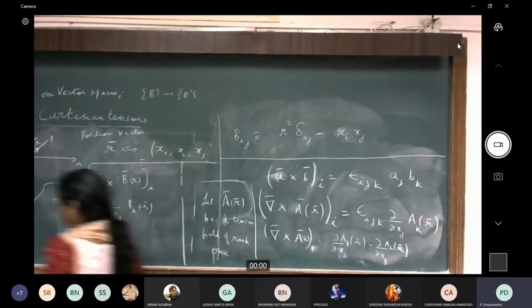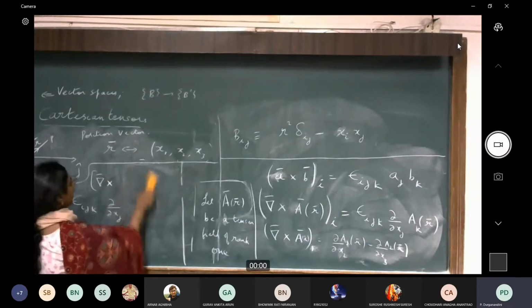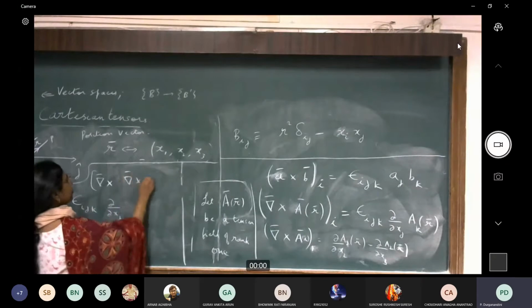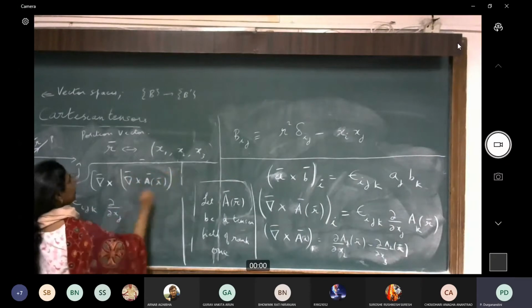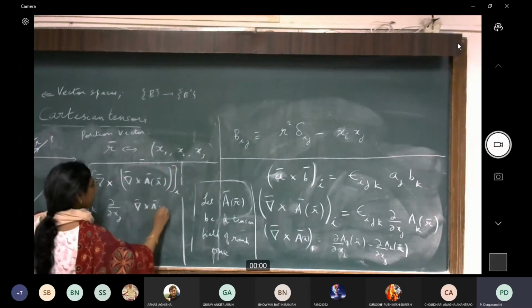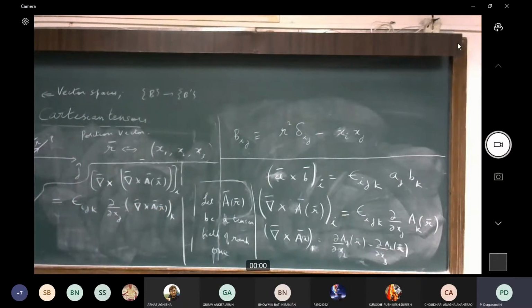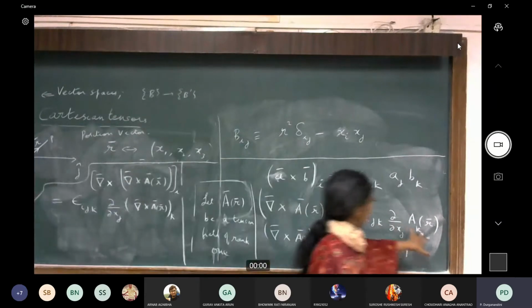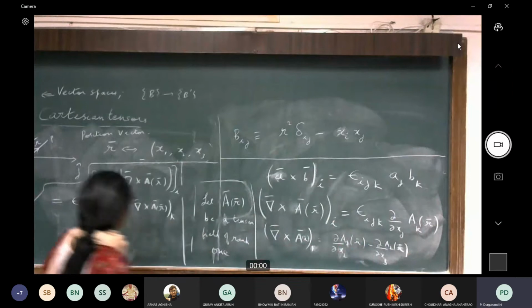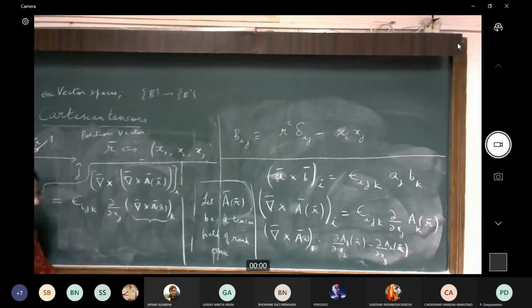Fine. Now for B, you write this as... So now your B is del cross A of r, and I want the ith component. So you have to take now del cross A of r, the kth component of this. Agreed? See, because this is like del cross something, and that something we have put here is this. So if I just take the kth component, but what is the kth component of this object? If I use that epsilon notation, I mean, if I use the Levi-Civita symbol.